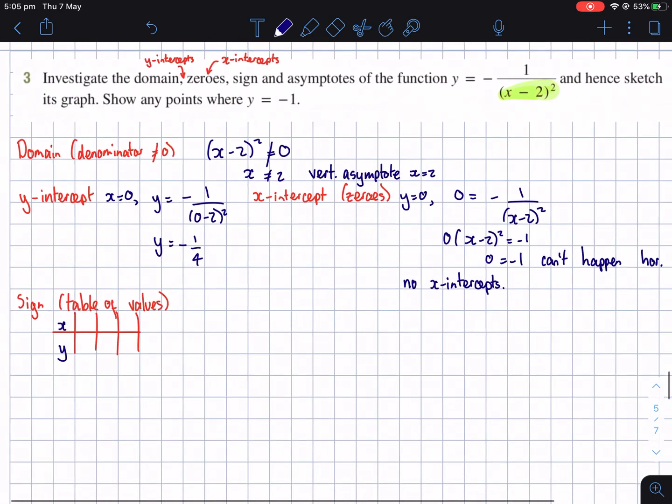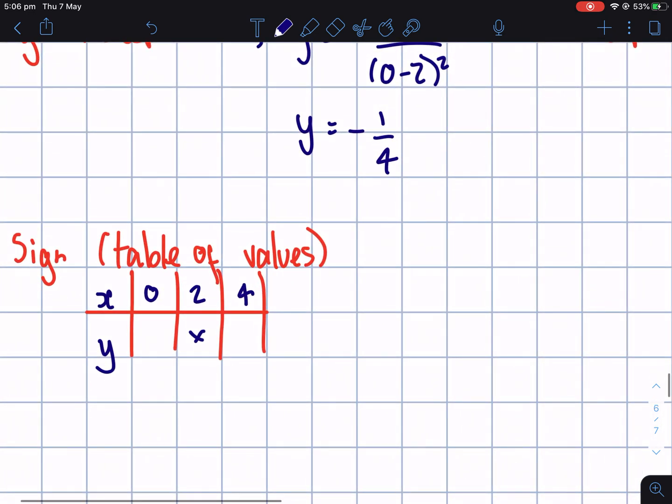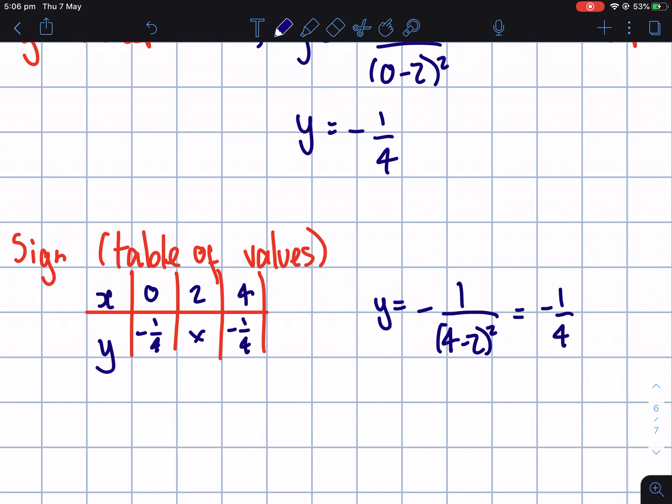So here our vertical asymptote was x equals 2. Y you can't do. I'm going to chuck in things on either side, 0 and like 4. So at 0, we had y equals -1/4. At 4, I'm going to have to actually figure that out. Y equals -1 on (4 - 2) squared comes out as -1/4. So we're negative to the left. We're negative to the right.